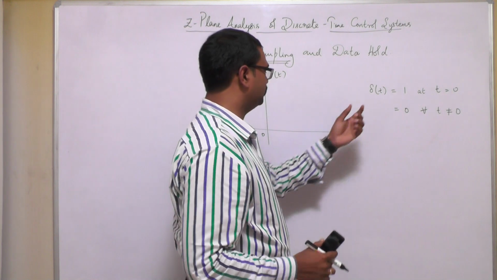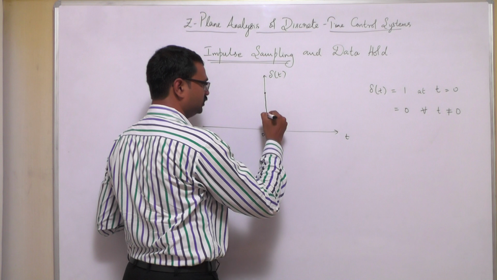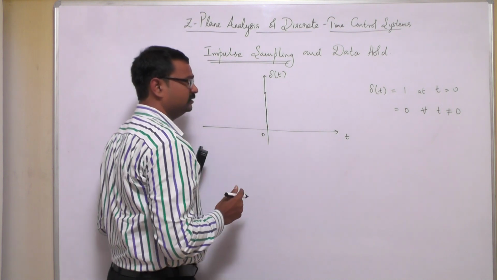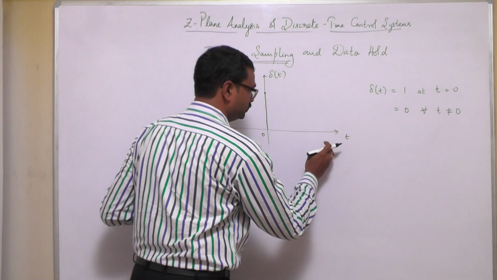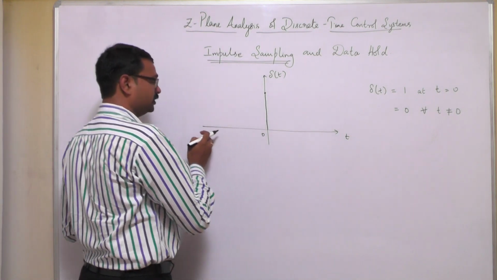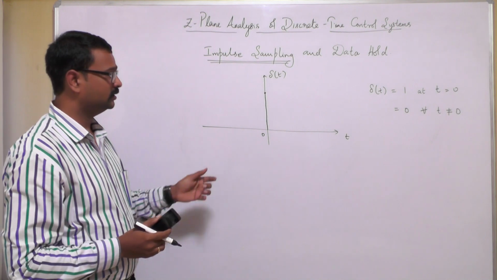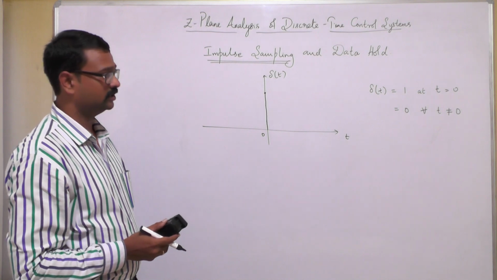That is impulse sampling. You have a unit impulse function which has magnitude 1 at t equal to 0, and for the remaining values, t not equal to 0, that is t equal to 1, 2, 3 and so on, and minus 1, minus 2, minus 3 and so on, the value of the impulse function is 0 for all time t not equal to 0.